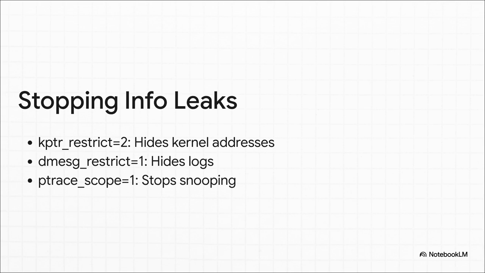Furthermore, we have to blind the attackers by stopping information leaks. An attacker desperately relies on these leaks to map out the system and bypass things like ASLR. So, hiding kernel memory addresses with kptr_restrict and locking down the message buffer with dmesg_restrict effectively starves them of that critical intel. Meanwhile, setting Yama's ptrace scope to 1 stops a compromised application from attaching a debugger to snoop on memory. Oh, and as a quick bonus, disabling the sysrq key ensures that a physical attacker can't just use magic keyboard combos to compromise the kernel.